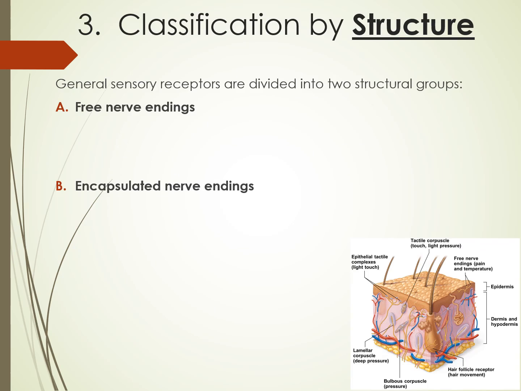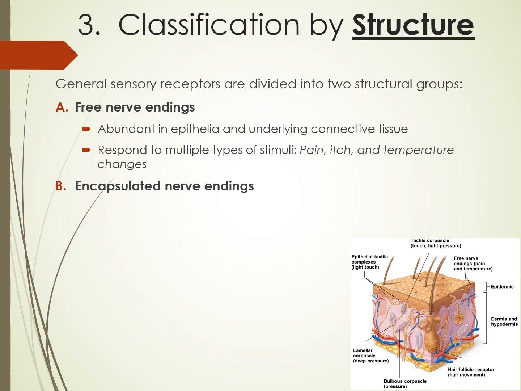So our next type of classification is by structure. These are the general sensory receptors, and they can be divided into two big structural groups: the free nerve endings and encapsulated nerve endings. For free nerve endings, just think, the nerve axon terminates and is just in the environment of whatever tissue it's in. Whereas encapsulated nerve endings have something wrapped around that axon terminal, okay?